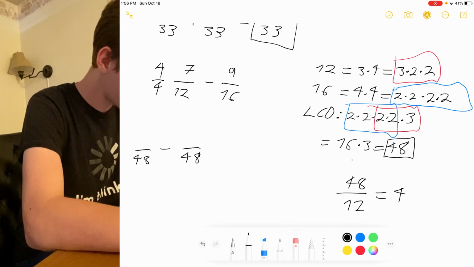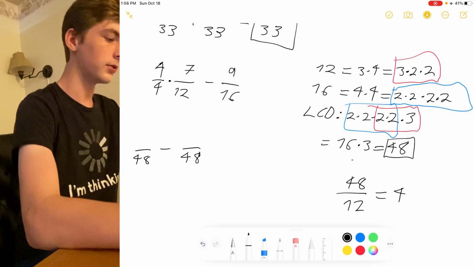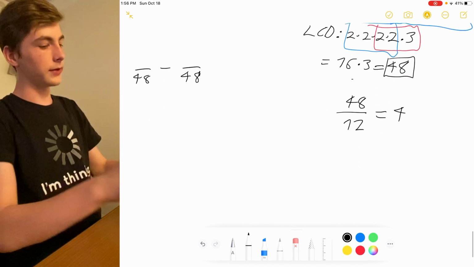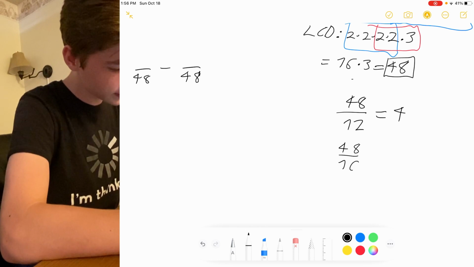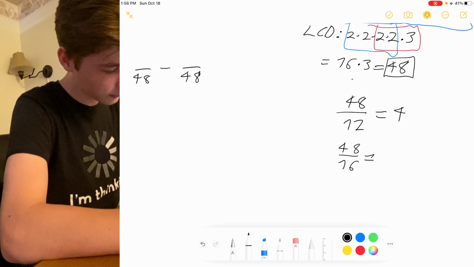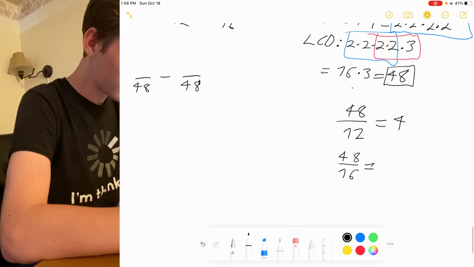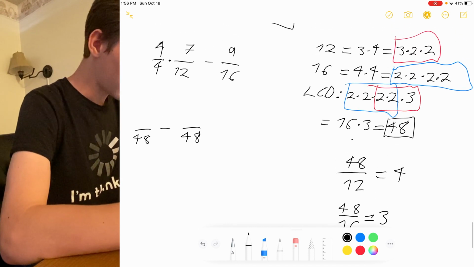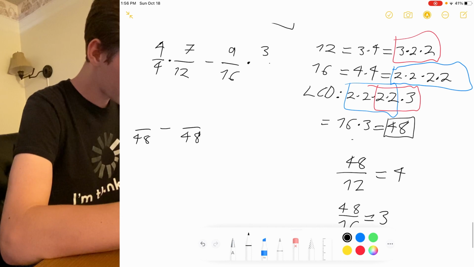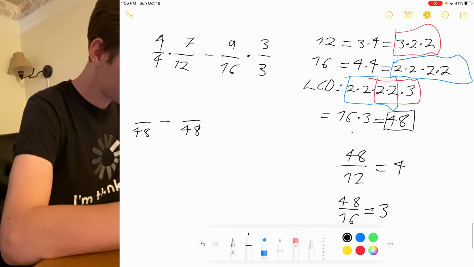So we're going to multiply by 4 over 4, right? We need to have it on both the top and bottom. So it is equal to 1, so we're not changing the identity. I'm just stressing that because it's important. Okay, the other one was 16, so we're going to put that here, 48 over 16. That's going to be 3, right? And so we're going to multiply by 3 over 3 over here.